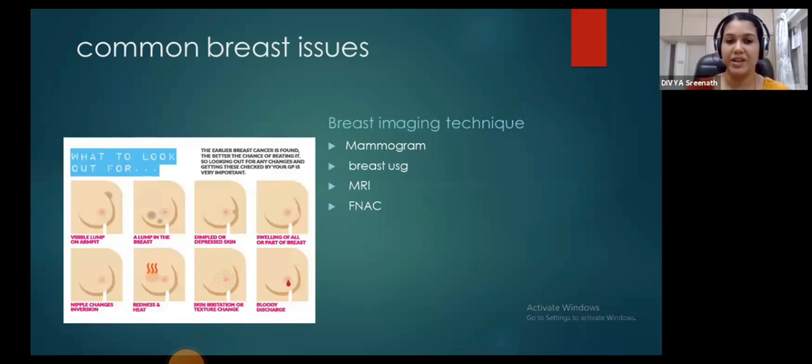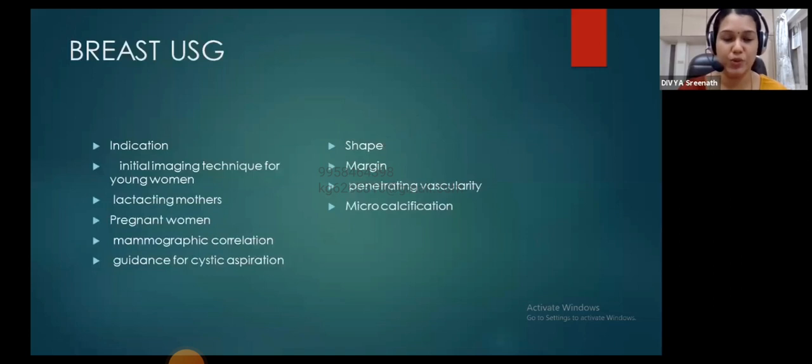Next is breast disease. Some of the common breast diseases you may get in your OPD: the patient may complain of a lump in the breast, or there may be pain, or discharge like bloodish or yellowish discharge from the nipple, or even some redness. So it is always advised to do a screening test, either a mammogram or a breast USG. Or even if a cyst is there, we can also do a fine needle aspiration. If the patient is of younger age, or if the patient is pregnant or a lactating mother, we can do a breast USG.